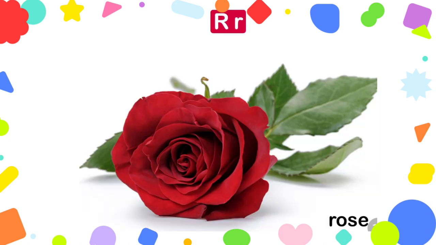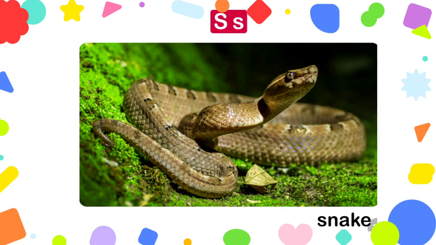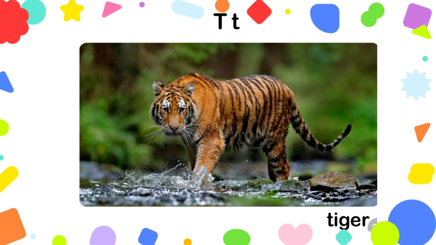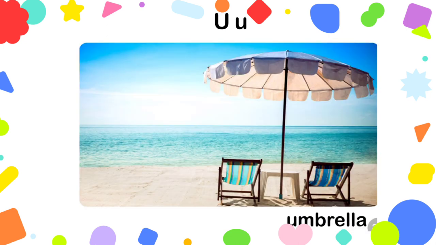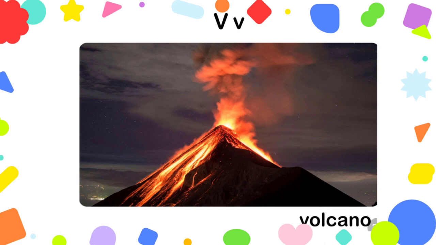R. R for rose. S. S for snake. T. T for tiger. U. U for umbrella. V. V for volcano.